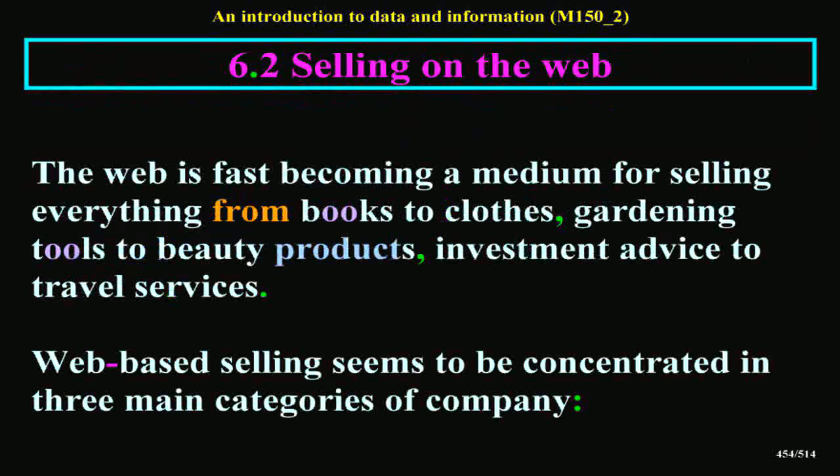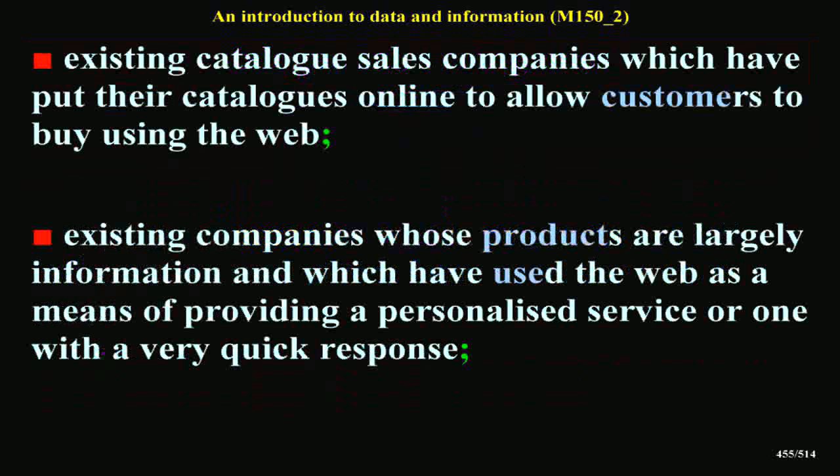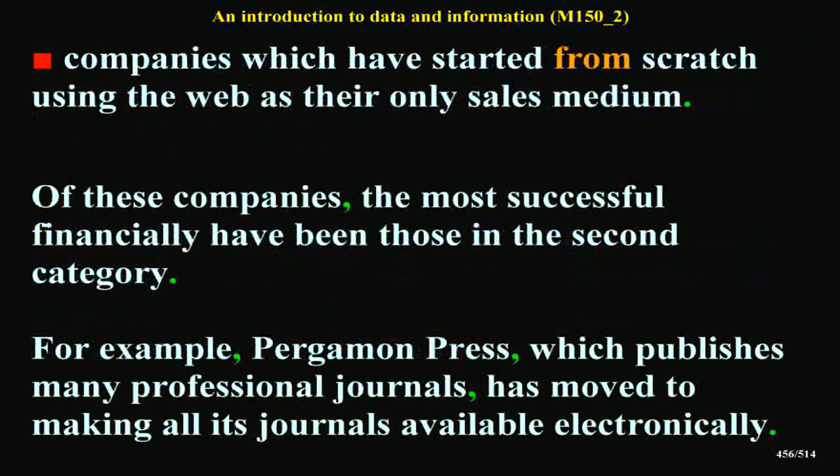6.2 Selling on the web. The web is fast becoming a medium for selling everything from books to clothes, gardening tools to beauty products, investment advice to travel services. Web-based selling seems to be concentrated in 3 main categories of company. Existing catalog sales companies which have put their catalogs online to allow customers to buy using the web. Existing companies whose products are largely information and which have used the web as a means of providing a personalized service or one with a very quick response. Companies which have started from scratch using the web as their only sales medium.